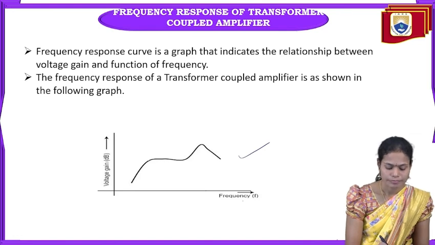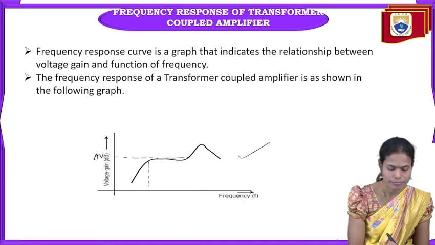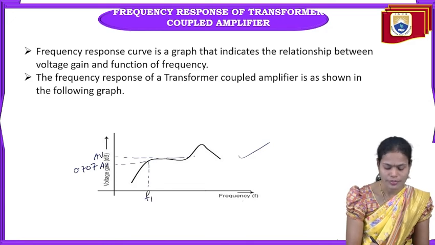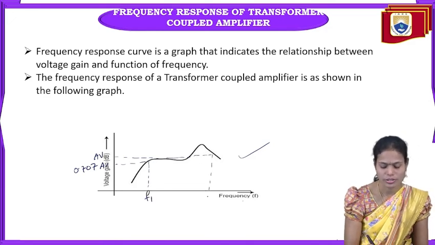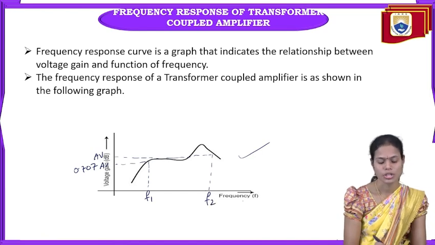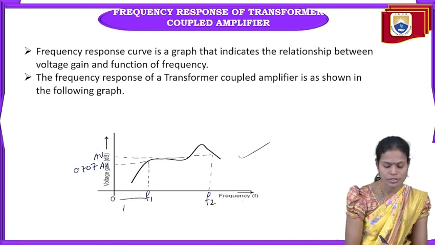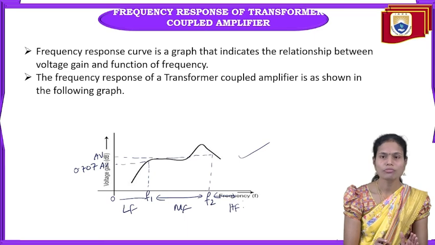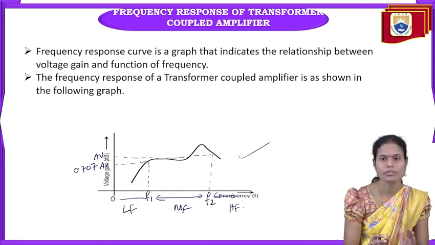See here, suppose we take the maximum gain as AV, and here it has 0.707 AV. This point will indicate F1, and where it cuts in the high frequency range, this will indicate F2. So the range from 0 to F1 is the low frequency range, the range from F1 to F2 is the mid frequency range, and from F2 to above frequencies is the high frequency range of signals. Now we will see the frequency response in all the frequency ranges.